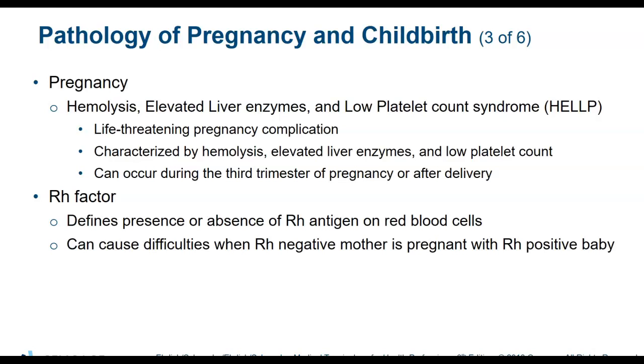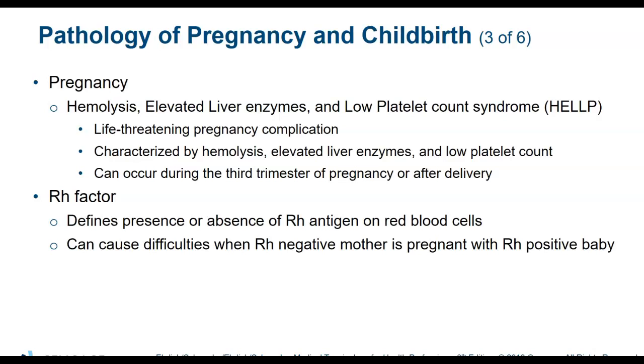Pregnancy, the different pathology is called HELLP. It's hemolysis, elevated liver enzymes, and low platelet count syndrome. You're going to find hemolysis, which is not great, elevated liver enzymes, and low platelet counts on this patient. It usually can occur during the third trimester of pregnancy or even after. It is something that needs to be dealt with immediately. It is life-threatening. Anytime you have hemolysis, it's going to be.